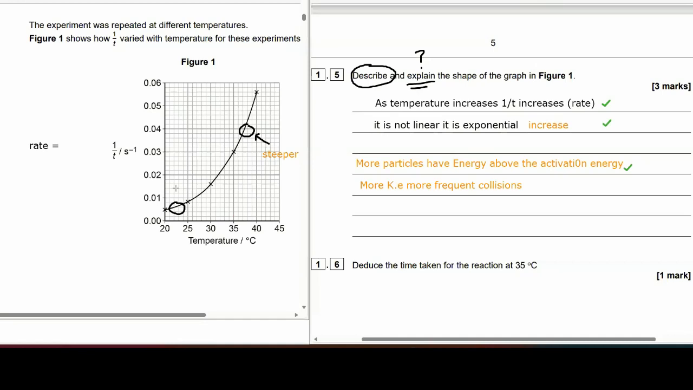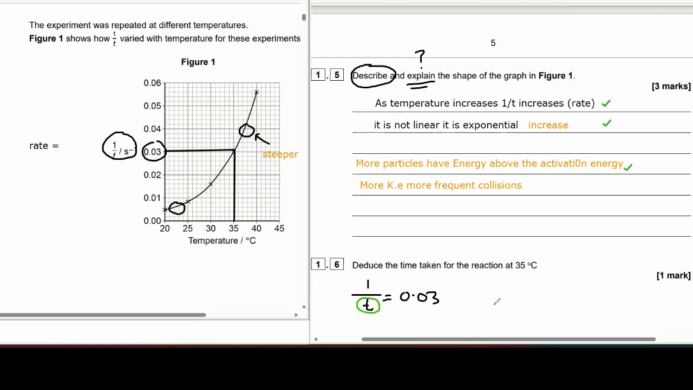Right, deduce the time taken for the reaction at 35. We need to go here to 35 degrees, draw a line up to the line and a line across, and we get 0.03. Now, some students will write that as the time. That's not the time, that's the rate. That's 1 over t. So I need to write 1 over t equals 0.03.